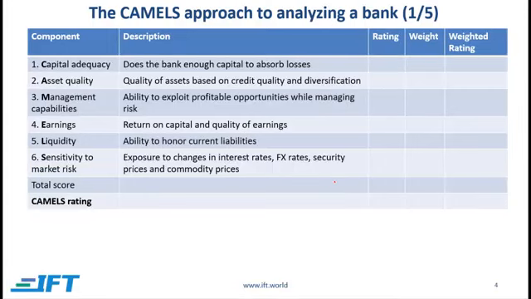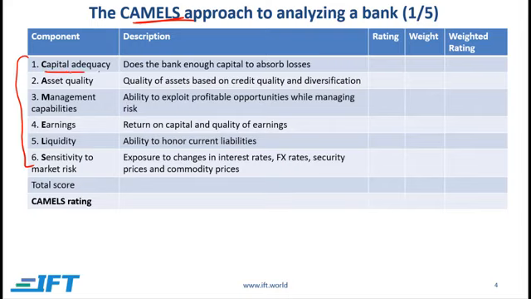In this reading, we focus on two major types of financial institutions, banks and insurance companies. What we'll do now is look at a popular approach for analyzing banks, which is the CAMELS approach. The CAMELS approach has 6 components. CAMELS stands for the 6 components.